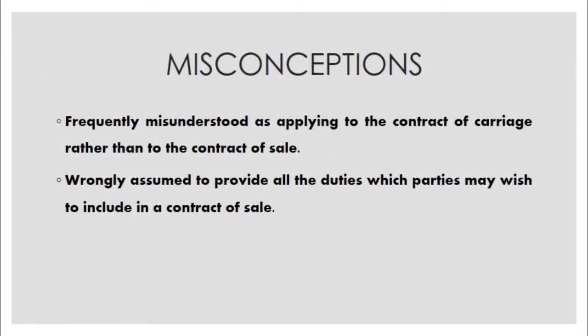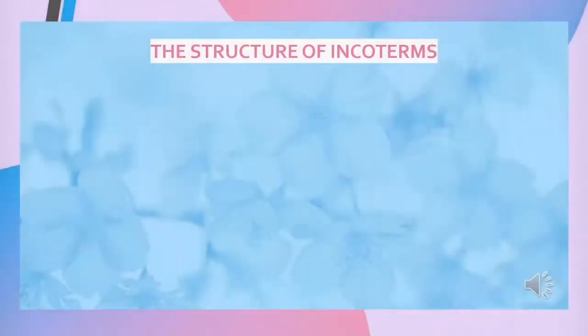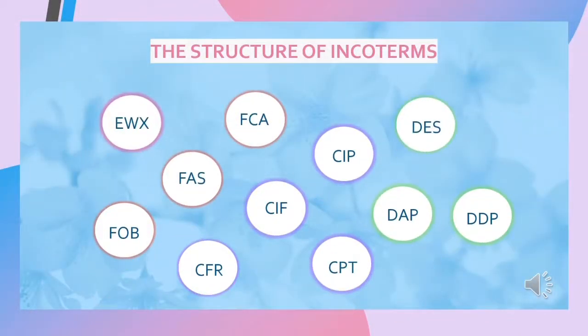There are 2 particular misconceptions about Incoterms. First, Incoterms are frequently misunderstood as applying to the contract of carriage rather than to the contract of sale. Other than that, they are sometimes wrongly assumed to provide for all the duties which parties may wish to include in a contract of sale. For the structure of Incoterms, there are 11 kinds of Incoterms in total.